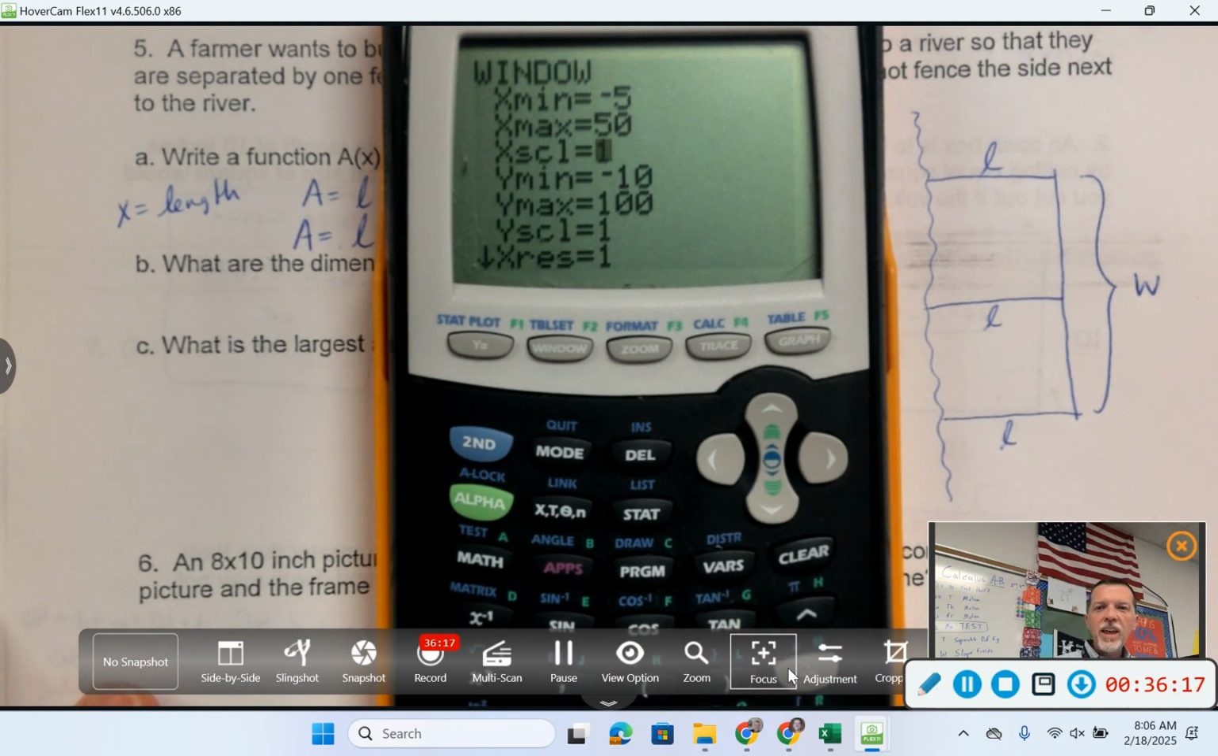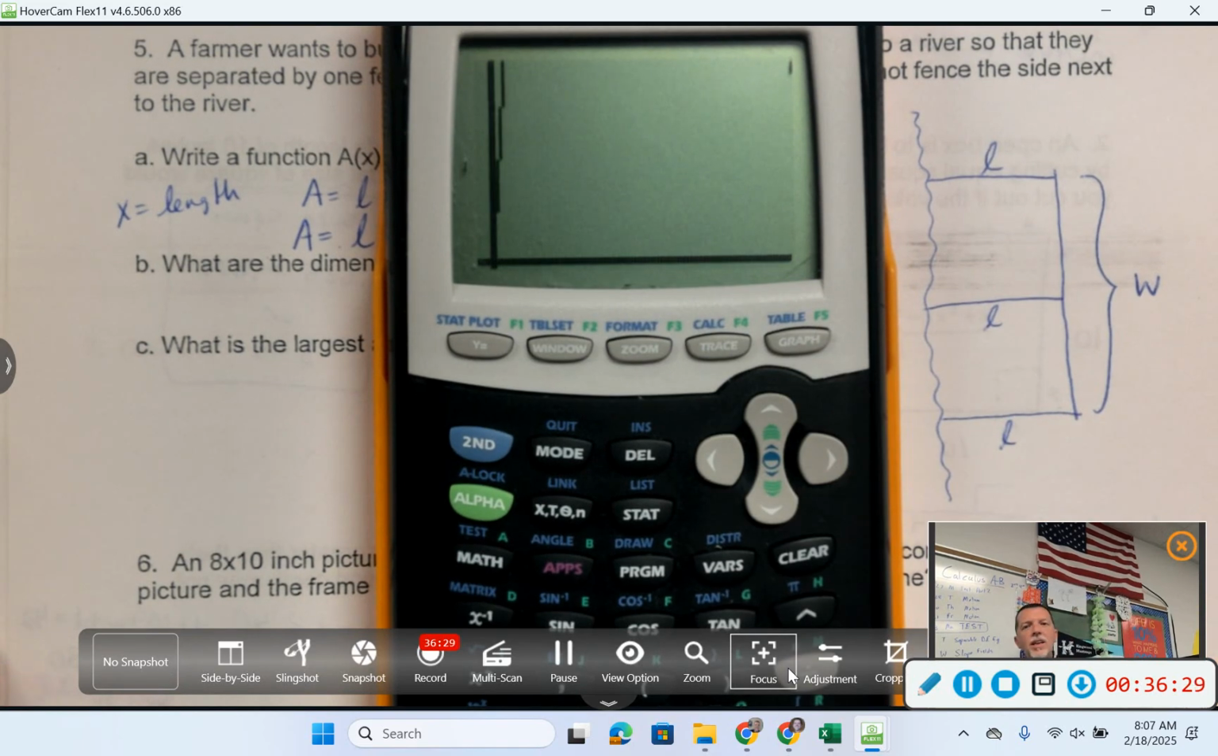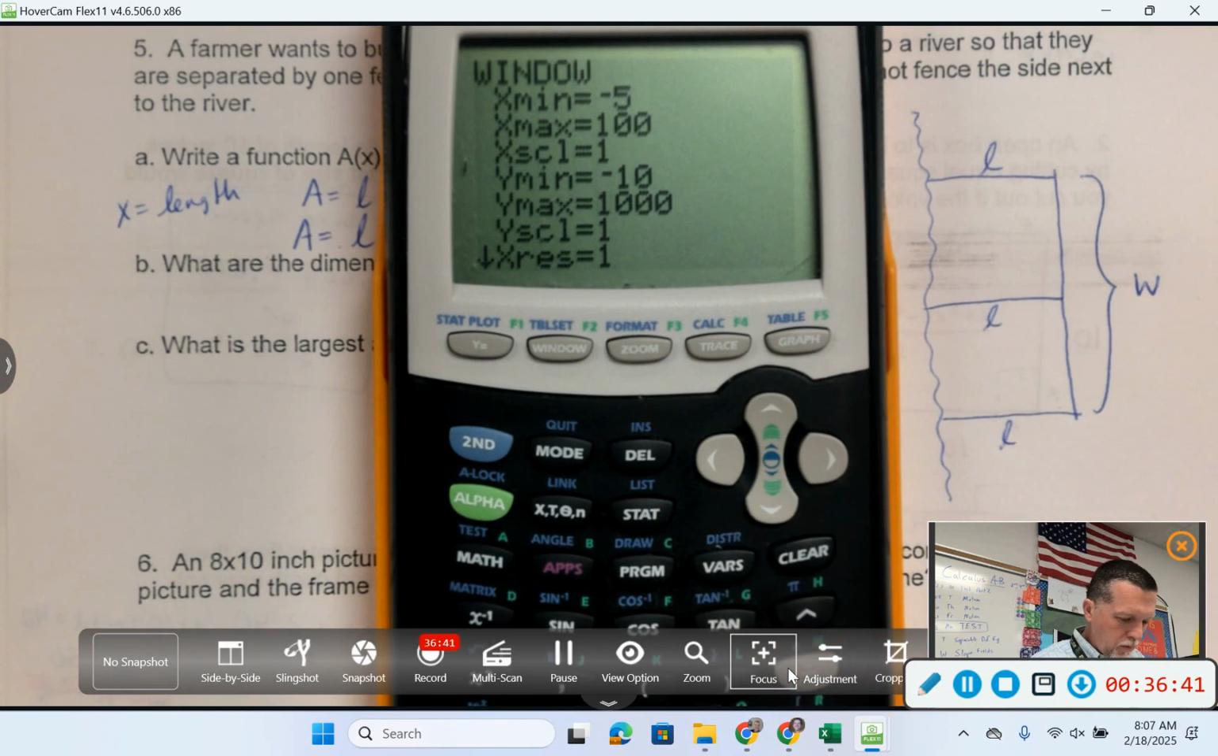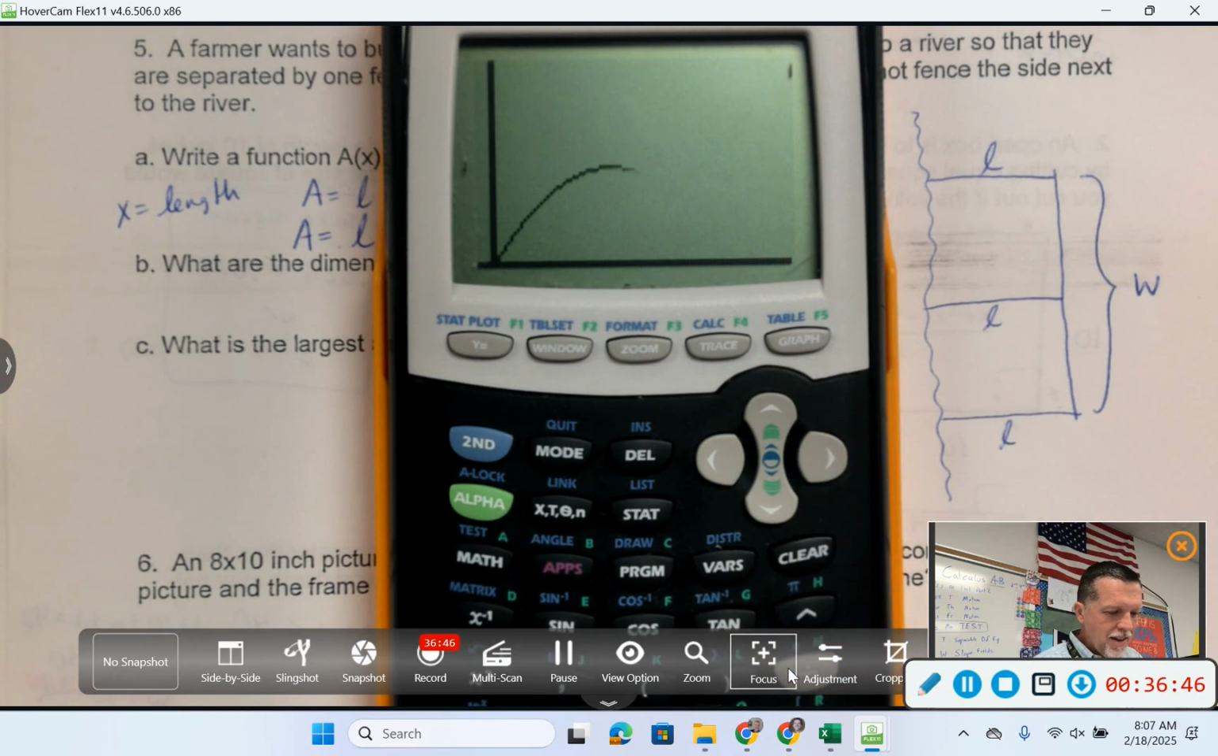So I'll go out to 50. It certainly won't be bigger than 240. So maybe I should go 100. I don't know. And that area is probably bigger than 100. So maybe 1,000. I don't know. I'm just kind of guessing. Okay, there we go. I've got the start of a peak there. I need to go up way higher. So my Y needs to go 10,000, maybe? Yeah, there we go. So I found the peak.